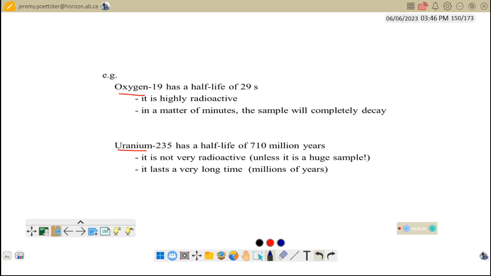Uranium-235 has a half-life of 710 million years, which means it's not very radioactive. Now, it is somewhat radioactive, which means if you have a huge sample of uranium-235 and a 0.0001 gram sample of oxygen-19, you could probably figure it out so they'd have about the same activity. But in general, we would say uranium-235 has much less activity, much less radioactive than oxygen-19.